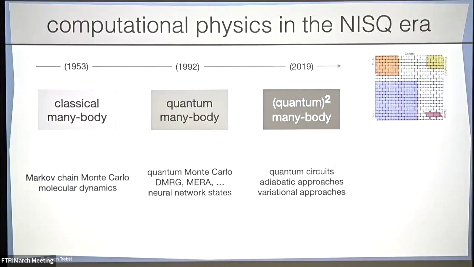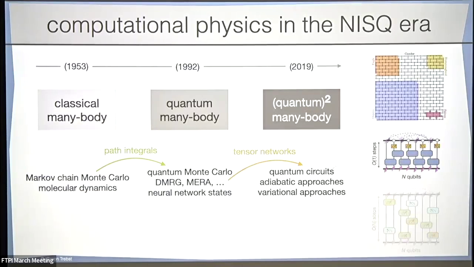Now, going from generation to generation of algorithms, there's always something that is a stepping stone, some technique. So between classical and quantum Monte Carlo, of course, path integrals are the tool that translate between one and the other. So a D plus one dimensional system can be classically simulated. That's what quantum Monte Carlo really is. And the stepping stone between doing quantum many body on classical systems and quantum many body on quantum devices are tensor networks.